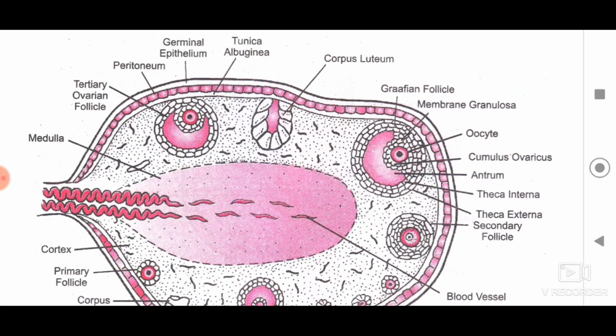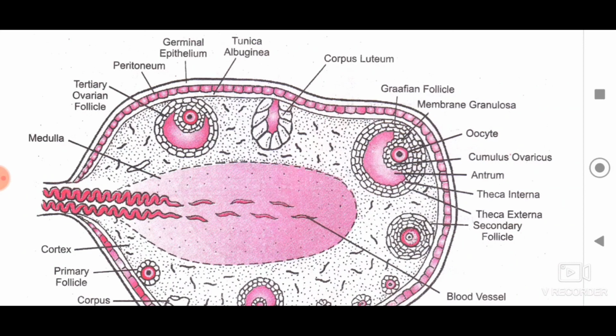And other than this, let me tell you, my dear friends, you can also take a few important points with respect to your competitive examinations, that the matured ovum will live for 48 hours or 2 days in the female reproductive system. So that is one point.